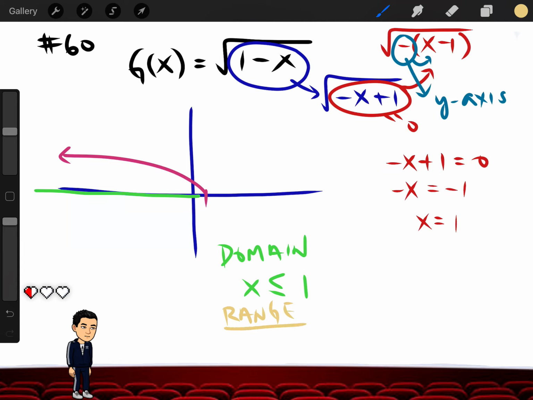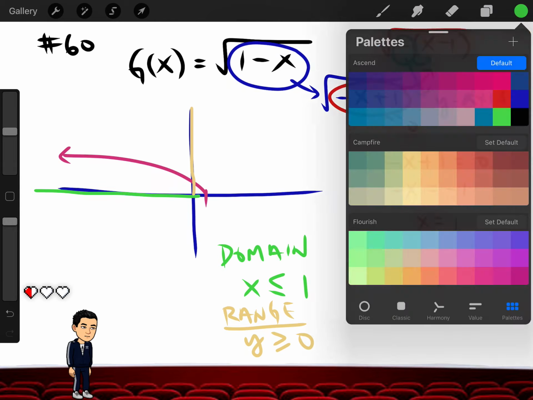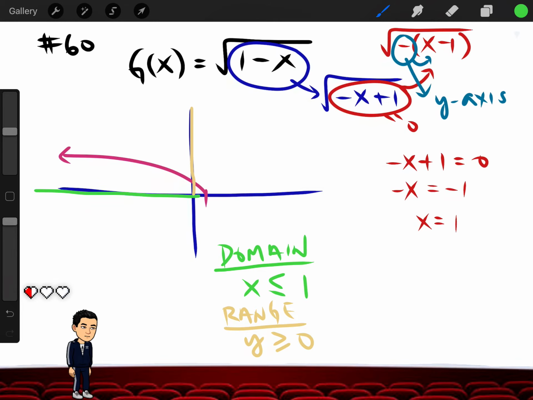Okay, so the range, it looks like the range is always going to be anything above the 0. So the range is going to be y is greater than or equal to 0. Okay, so that's your domain and range. Moving on.